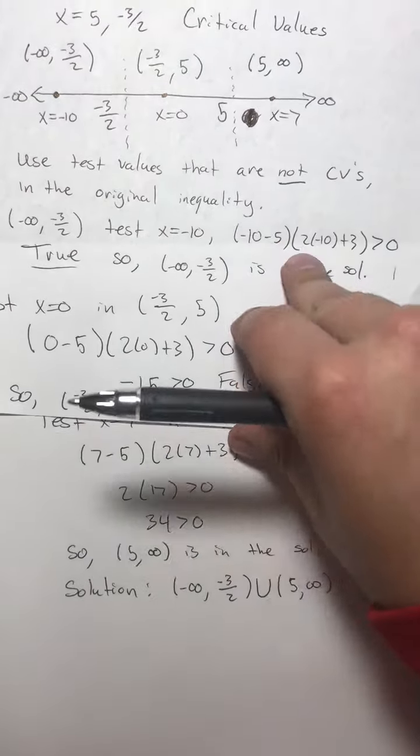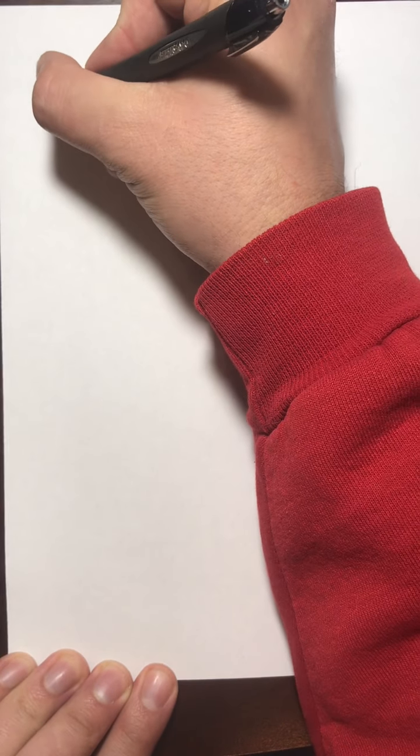And a big takeaway from quadratic inequalities is that's the first time we've seen critical values, and in rational inequalities we will also use critical values.